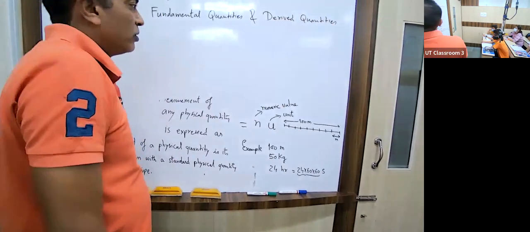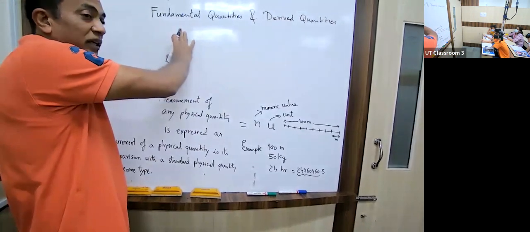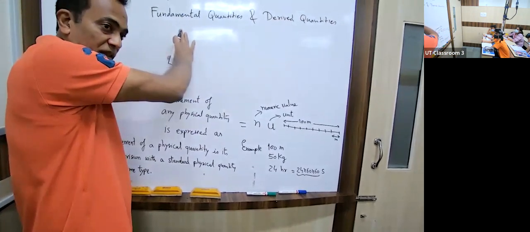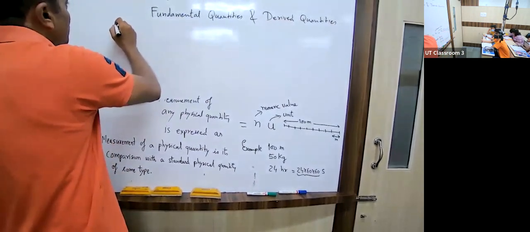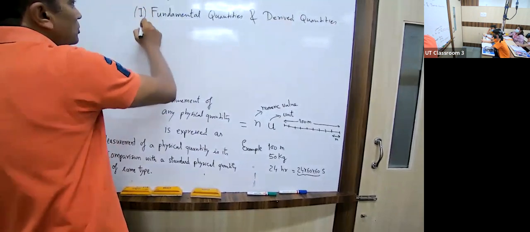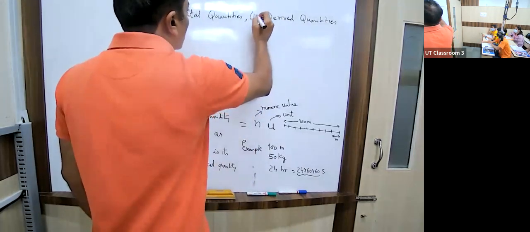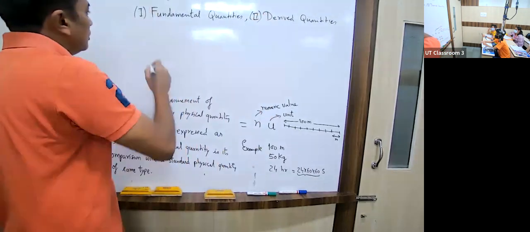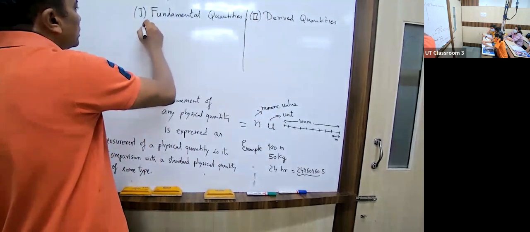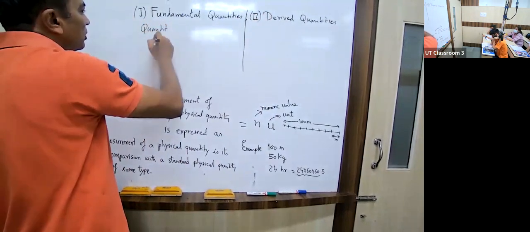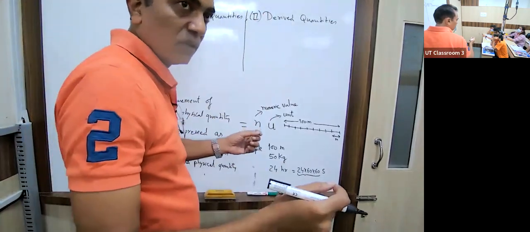Okay. So fundamental quantities are those quantities which do not depend upon any other physical quantity for their measurement. Right? So what are fundamental quantities? When I say quantities, you understand it is physical quantity. And what is physical? Anything which can be measured. That's what we call physical.